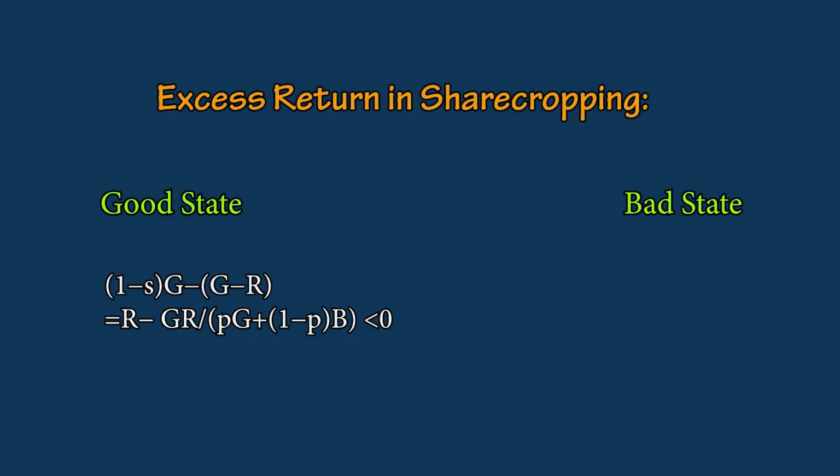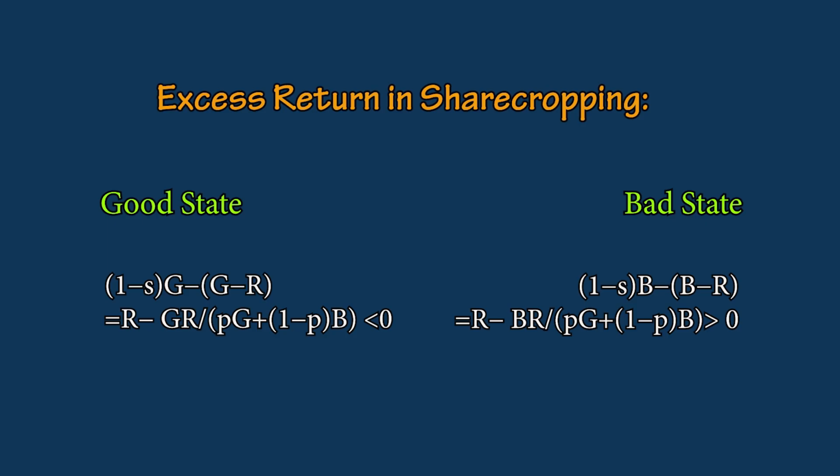Now, given this value of s, let us find out the excess return from sharecropping. What is the excess return from sharecropping? It is the amount of return from sharecropping minus the amount of return from fixed rent contract. And here we are finding out the excess return from sharecropping of the tenants. Now, in the good state, the tenant will receive (1 minus s) proportion of G minus (G minus R). In the bad state, the tenant will receive (1 minus s) into B minus (B minus R).